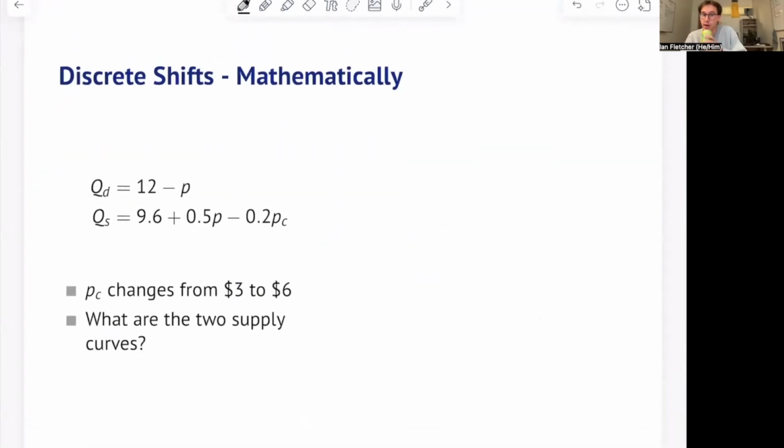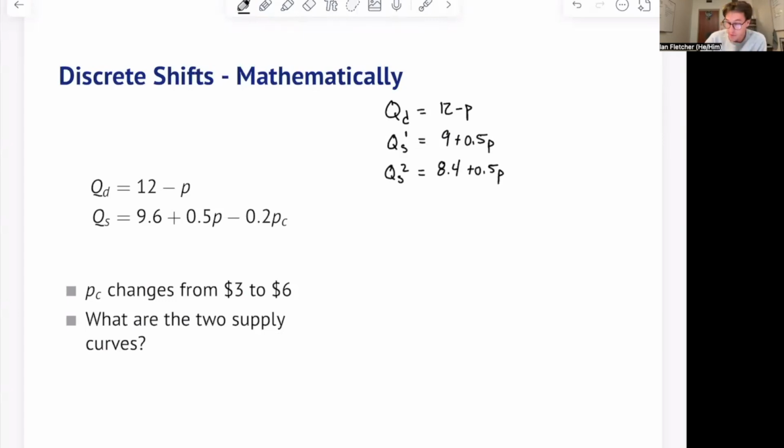So we have our quantity demanded, we have our quantity supplied, and we have our PC. So first, our PC changes from $3 to $6. So we know our quantity demanded is going to be the same, 12 minus P. If we're not going to graph it, we're not going to solve it for P, but just note our QS1, we know that this is going to be 9 plus 0.5 P, and our QS2 is going to be 8.4 plus 0.5 P. Right? So those are our two supply curves.